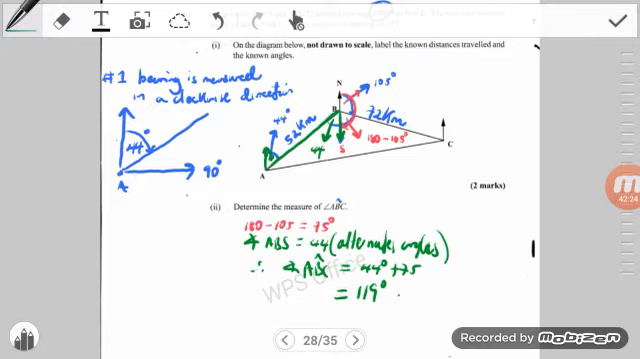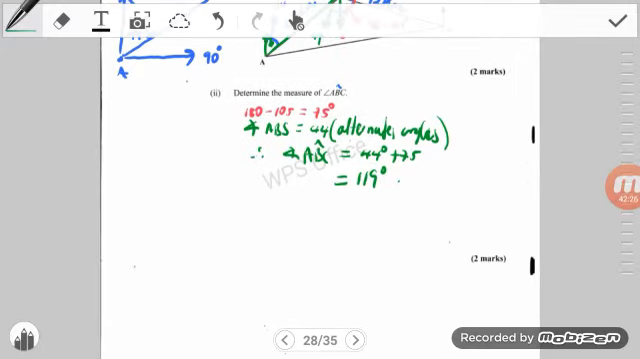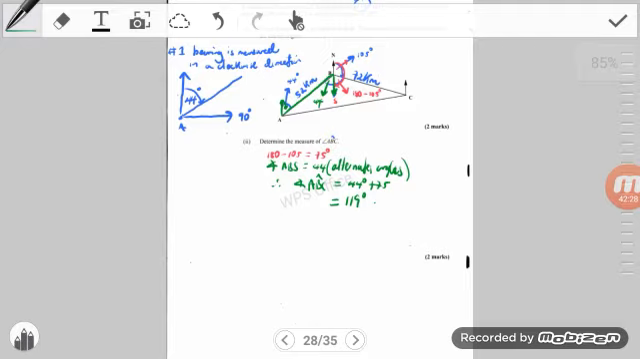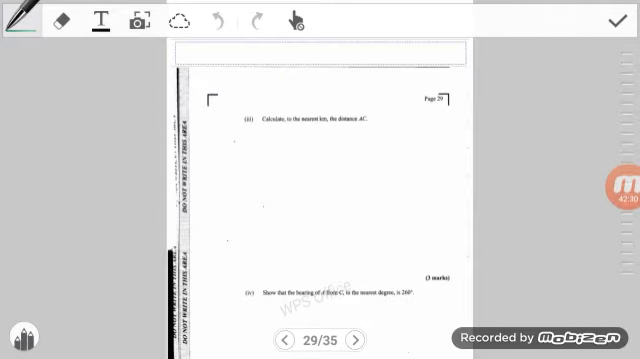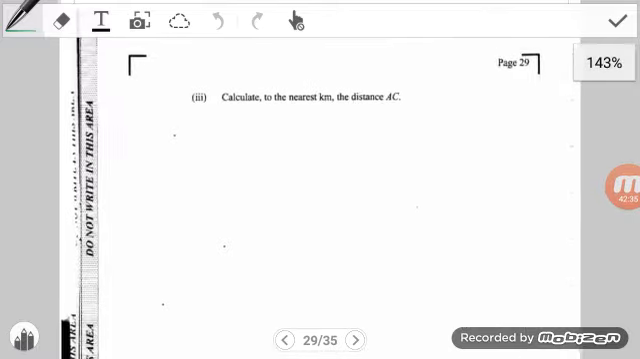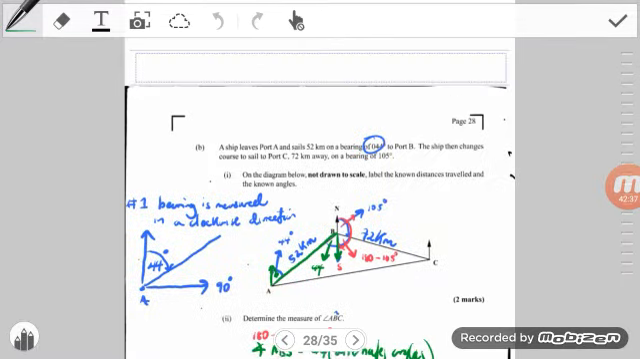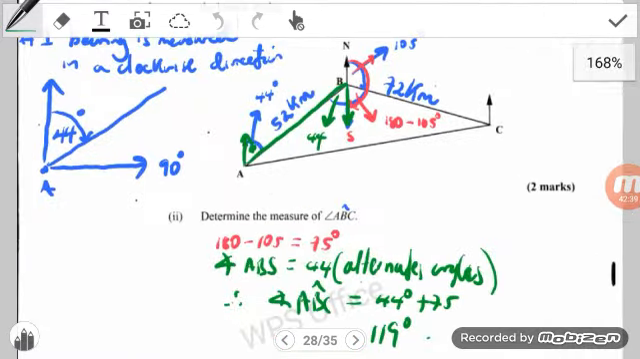So lots of little sketching here and there, and that's pretty much how you have to look at the question. So we have completed that. We're now going to go on to part 2. So you are to calculate to the nearest kilometer the distance AC. Let's find where AC is. Okay, so here is AC right here.